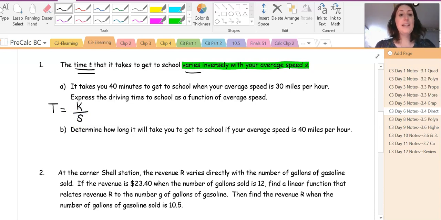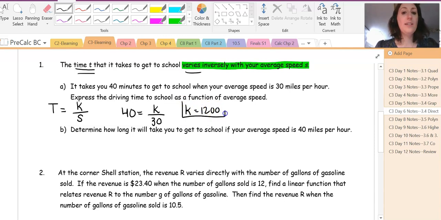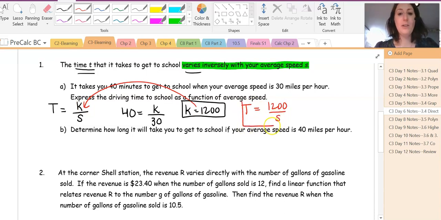Now, letter A says it takes you 40 minutes to get to school when your average speed is 30 miles per hour. Express the driving time to school as a function of average speed. Essentially what they're asking you to do here is to solve for k and then rewrite your equation. So 40 minutes is your time, k is what we're trying to find, and your speed is 30. Then we'll either cross multiply or multiply both sides by 30, and we get k is 1200. So this is a constant now. Every single situation like this will have a constant, and we'll plug that back in. And so your equation is t equals 1200 over s.